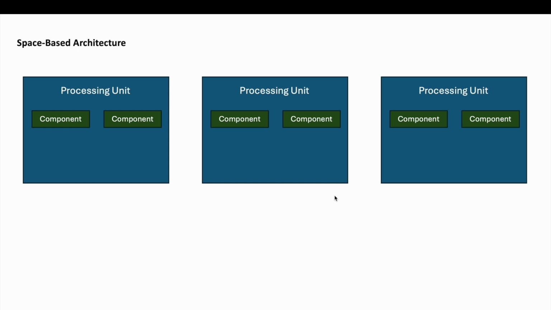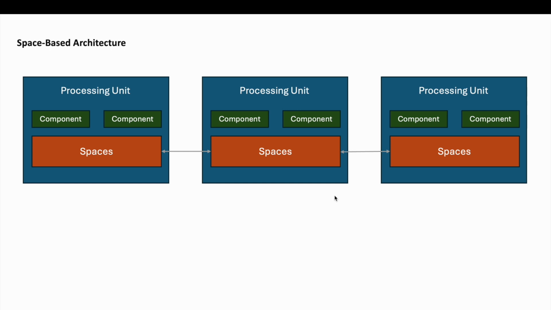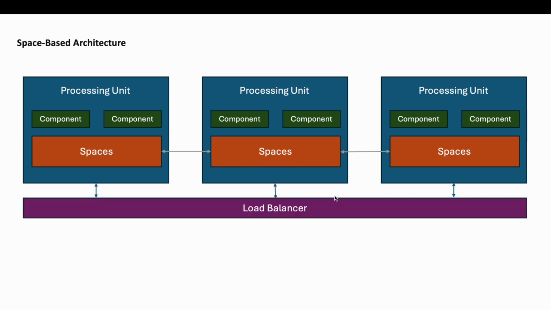Components of space-based architecture include processing units, independent runtime containers that host the application components, managing both processing logic and data storage. We have spaces, which are in-memory data grids that distribute and synchronize data across the network. Spaces act as a shared memory environment for all processing units. We have the load balancer, which distributes requests and computational load evenly across the processing units. And finally, we have the persistent storage. While the primary focus is on in-memory data management, persistent storage is used for data durability and recovery.